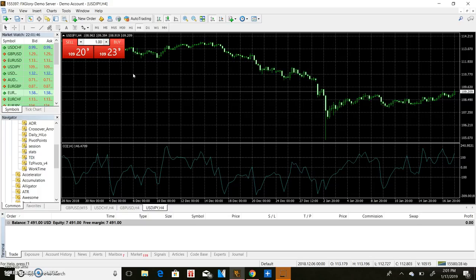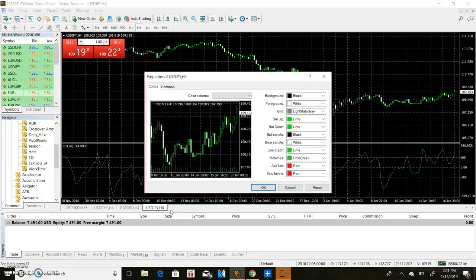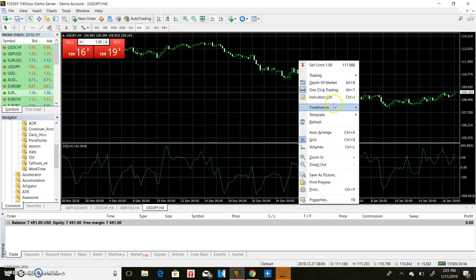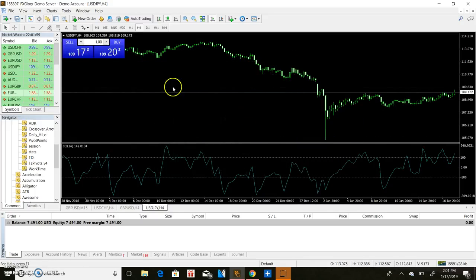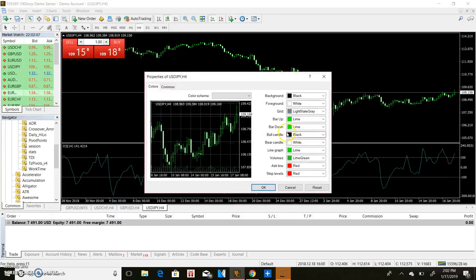The first thing you want to do when you get on here is right click and go down to properties. Well, before you do that, right click again and click grid. Take the grid off. Those are those lines right there. Then right click again, go to properties, and then you can go in here and change these colors.